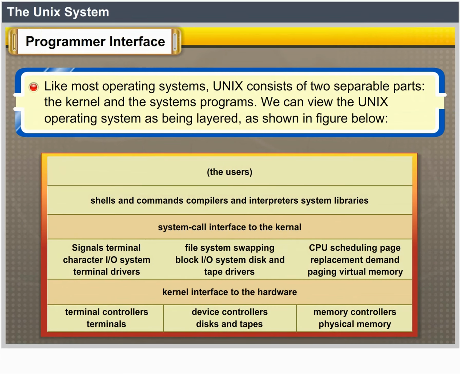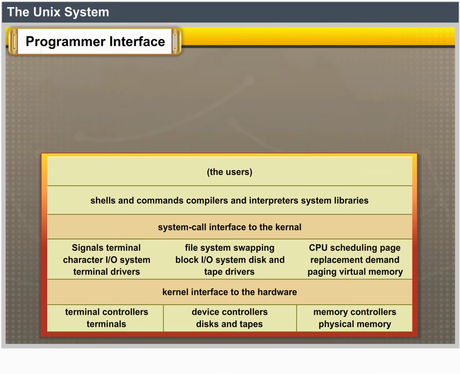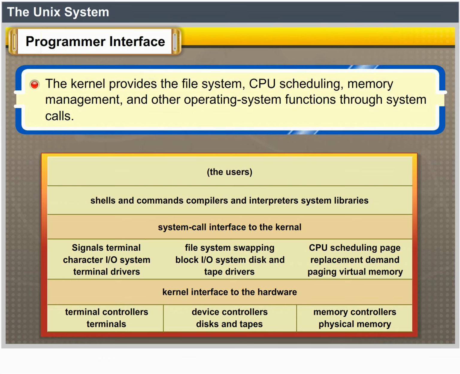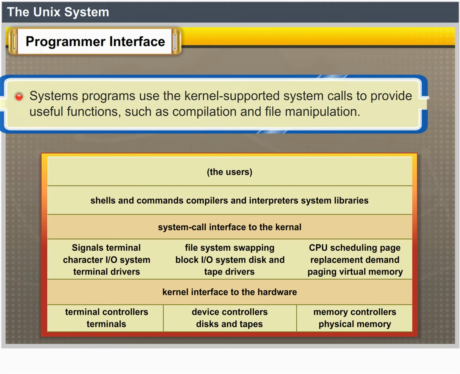Like most operating systems, Unix consists of two separable parts, the kernel and the system's programs. We can view the Unix operating system as being layered, as shown in the figure below. Everything below the system call interface and above the physical hardware is the kernel. The kernel provides the file system, CPU scheduling, memory management, and other operating system functions through system calls. Systems programs use the kernel-supported system calls to provide useful functions such as compilation and file manipulation.